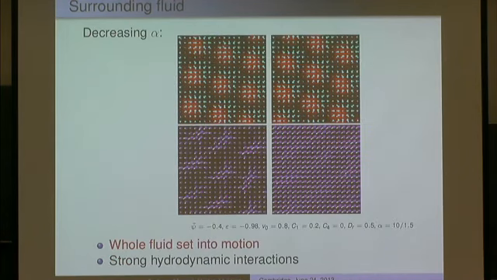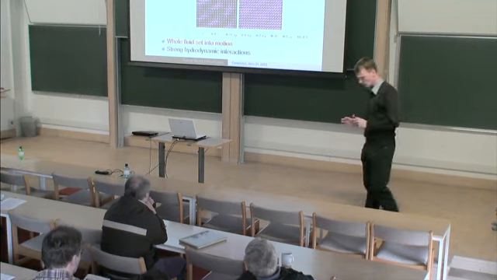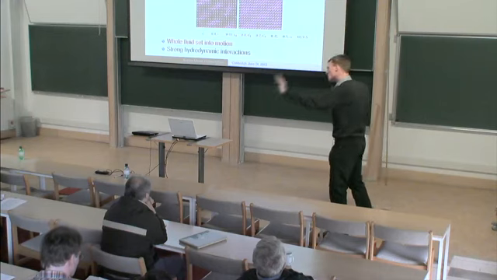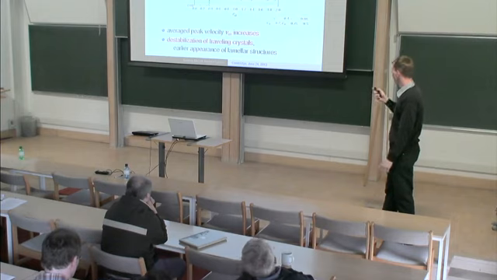And if we decrease the friction, then more and more these particles can set the fluid into motion. Finally, this whole fluid flows, and then there's of course a stronger hydrodynamic interaction. So the flow extends between the peaks. And what happens? One peak pushes the fluid, which pushes the next peak. In that sense, they can support each other in migration.